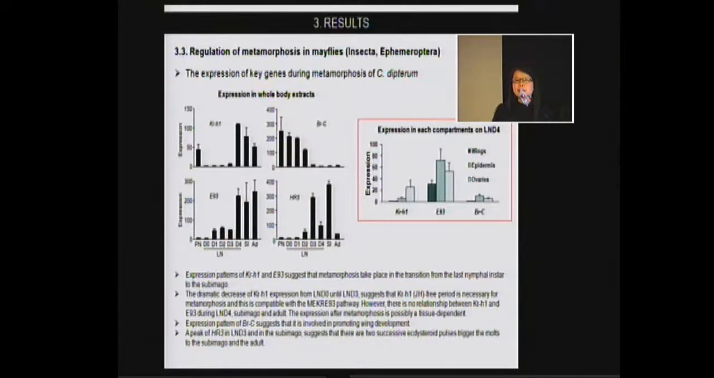So from the result of the morphological study, we found that the stage with the most change in metamorphosis is from the last nymphal instar to subimago. So next, I measured the expression of 4 key genes during metamorphosis in this species, chosen from the genes involved in metamorphosis: Krüppel homolog 1, E93, Broad complex, and HR3.